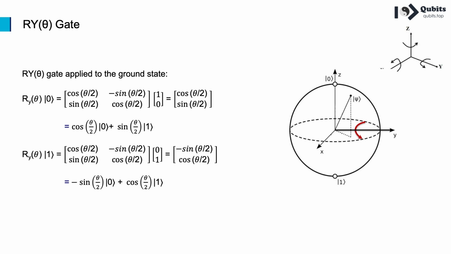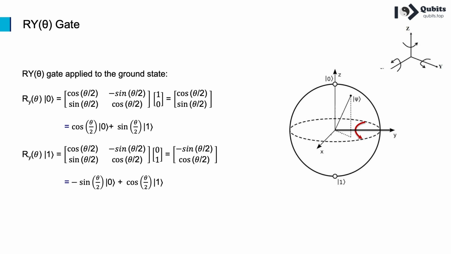On the other hand, when the RY gate is applied to the computational basis state ket1, the resulting state is also a linear combination of ket0 and ket1 with a different phase determined by theta. Specifically, the state after the RY gate is applied is cosine of theta over 2 times ket1 minus sine of theta over 2 times ket0.